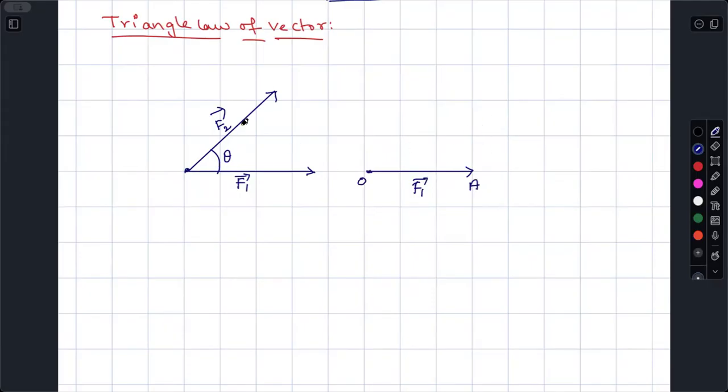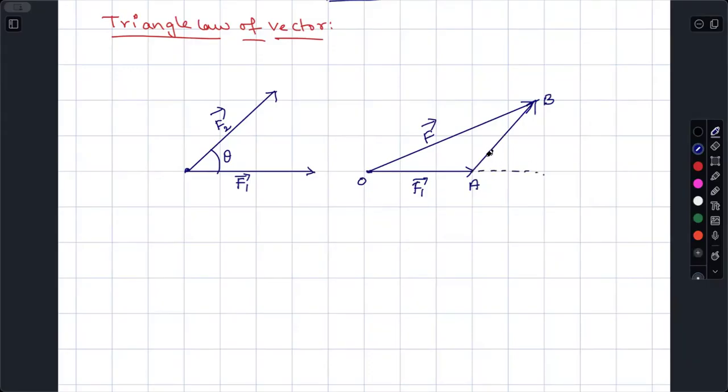Now, exactly this side I am drawing here. Remember, I am drawing the triangle in order: OA, AB. That is the order. Tail to head, tail to head, tail, head, tail, head. Now the third side, the closing side, taken in reverse order, gives you the resultant. This is a triangle of vectors.